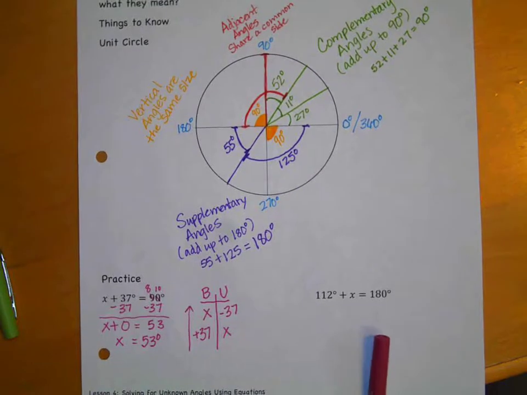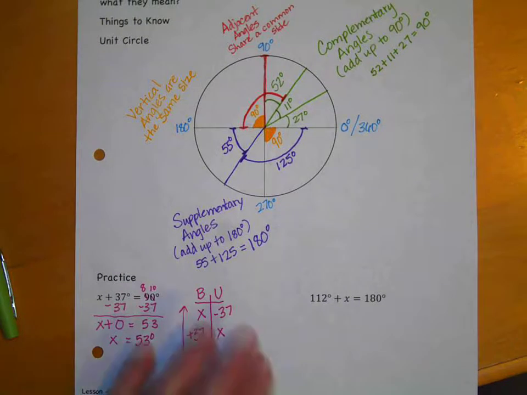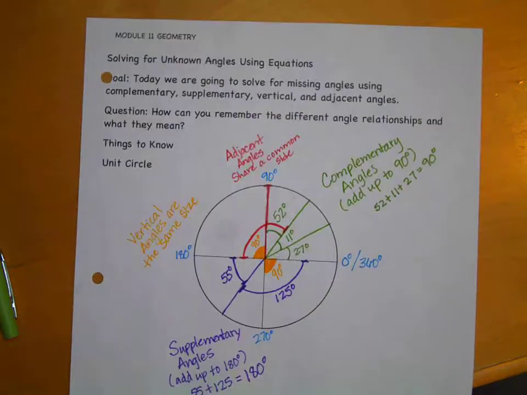So I would like you to do the next one by yourself using your BU chart again. I would like you to figure out what x is. And this is what we're doing in this lesson, okay? So let's go back to our goal for today. Our goal for today is, today we are going to solve for missing angles using complementary, supplementary, vertical, and adjacent angles. And then the question that you were supposed to answer during the lesson was, how can you remember the different angle relationships and what they mean?